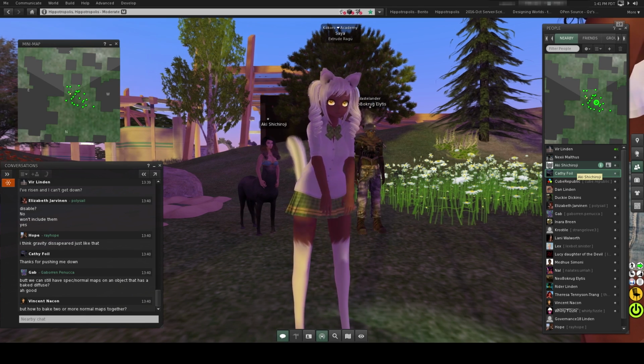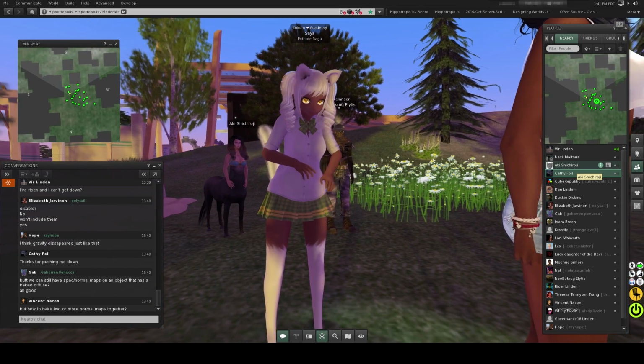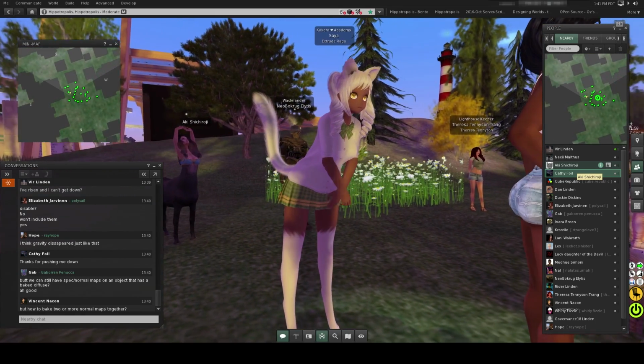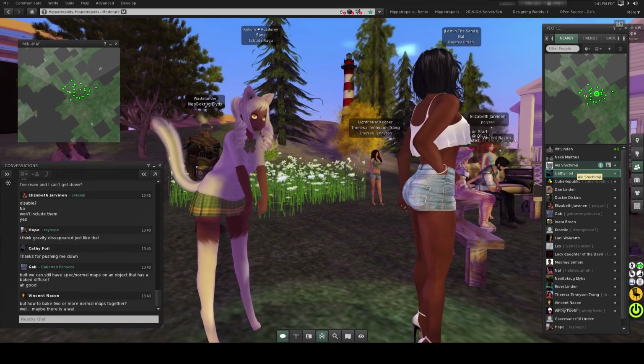Right, you can't bake two or more normal maps together because the baking service doesn't know anything about normal maps. You can define a single normal map the same way you can currently.